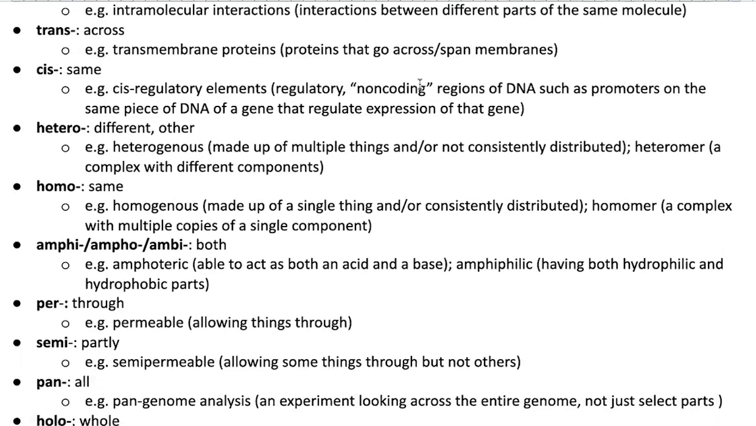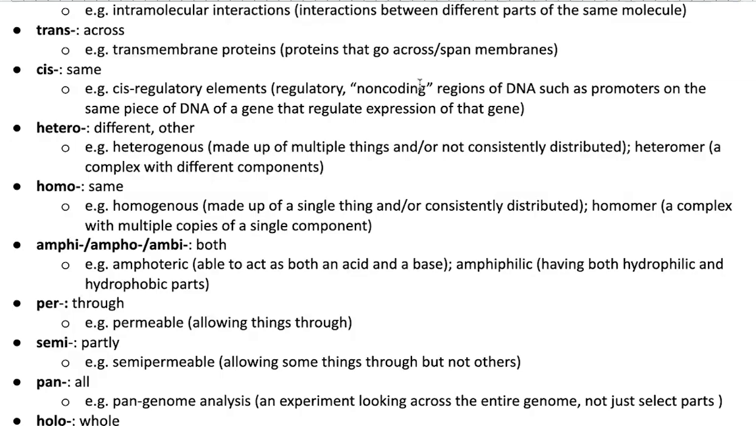Trans and cis. These are another pair of opposites. Trans means across, whereas cis means same. You'll see the word trans in things like transmembrane proteins. Those are proteins that go across or span membranes. And cis, this means same. Sometimes you might see cis regulatory elements. These are regulatory non-coding regions of DNA, such as promoters, that are on the same piece of DNA as a gene and regulate expression of that gene. So it's on the same piece of DNA as that gene, so we call it cis-regulatory.